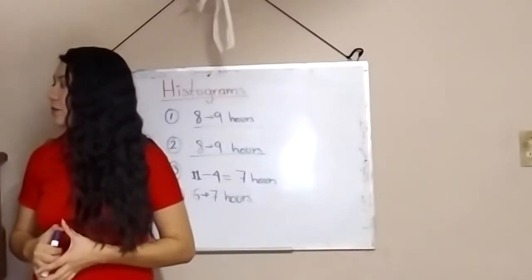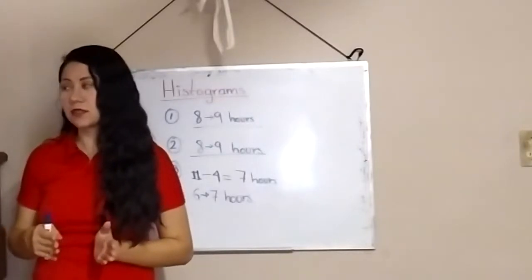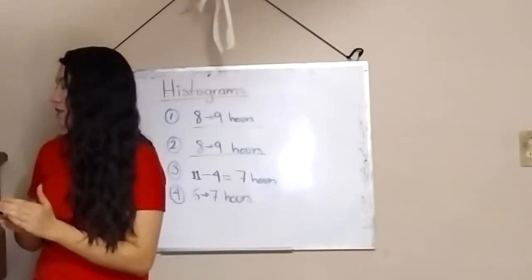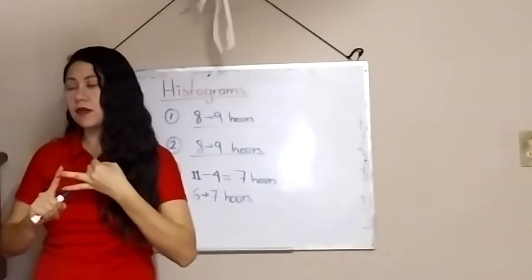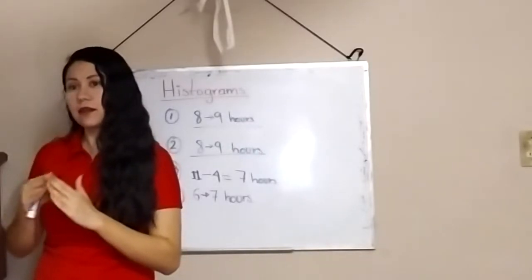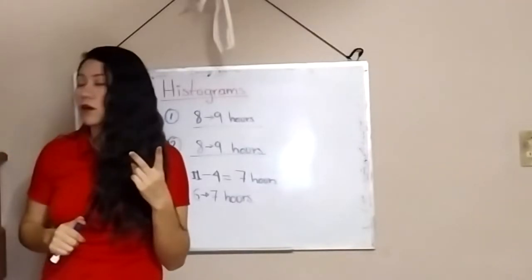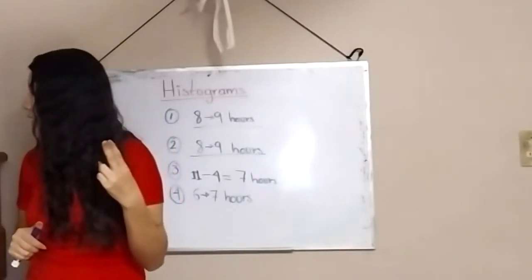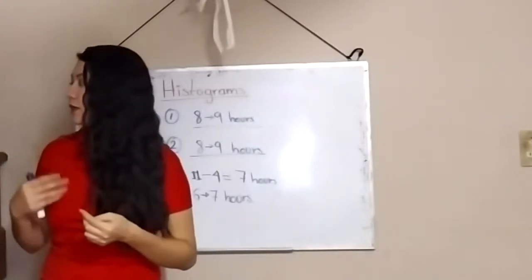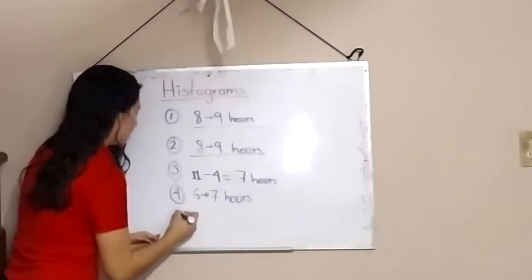Number 5, how many people slept less than 8 hours? The people that slept less than 8 hours are the ones who slept 4 to 5 and the ones who slept 6 to 7. So we are going to add the frequency of both. We have 2 people on 4 to 5 and 9 people on 6 to 7. That means that we have a total of 11 people.